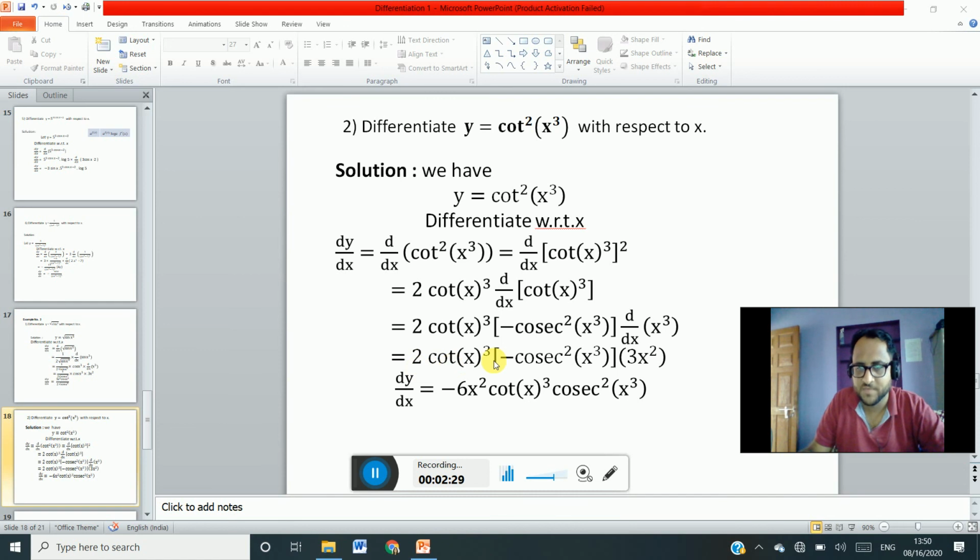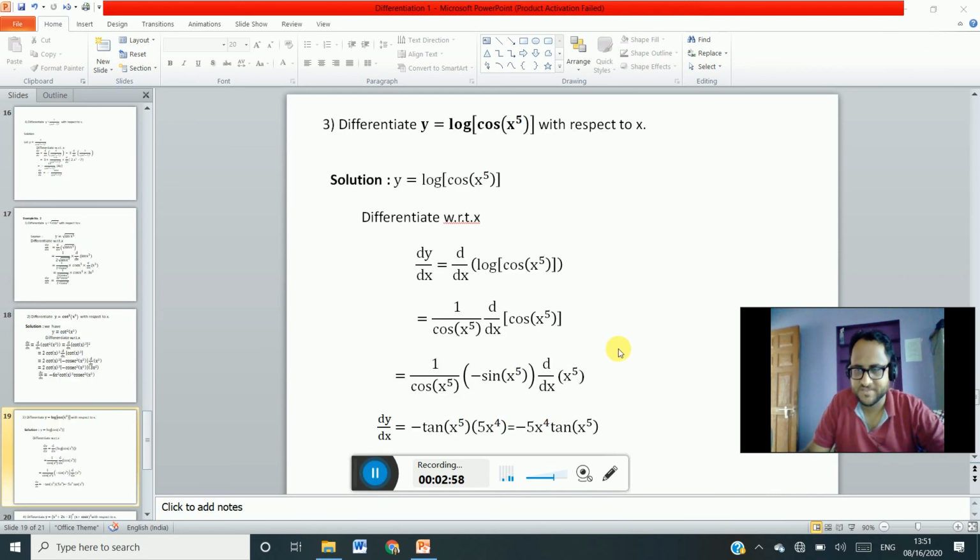So what we get next here: 2 cot of x cube into minus cosec square x cube, and the derivative of x cube is again, by using formula x to the power n, 3x square. So finally, this is minus 3 into 2, means 6. So minus 6x square cot x cube into cosec square x cube. This is the final answer of the derivative of cot square x cube, right?